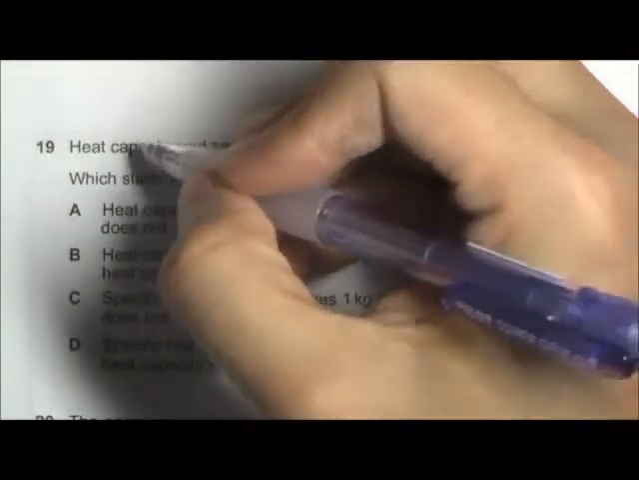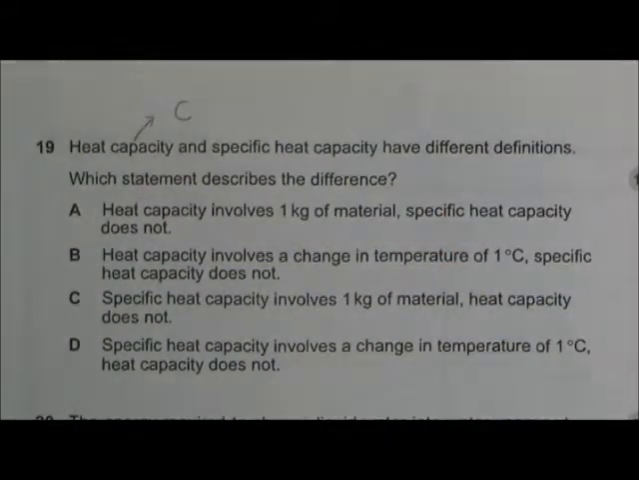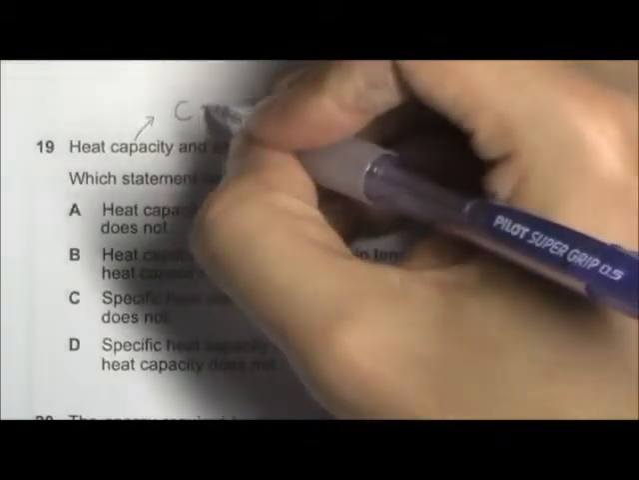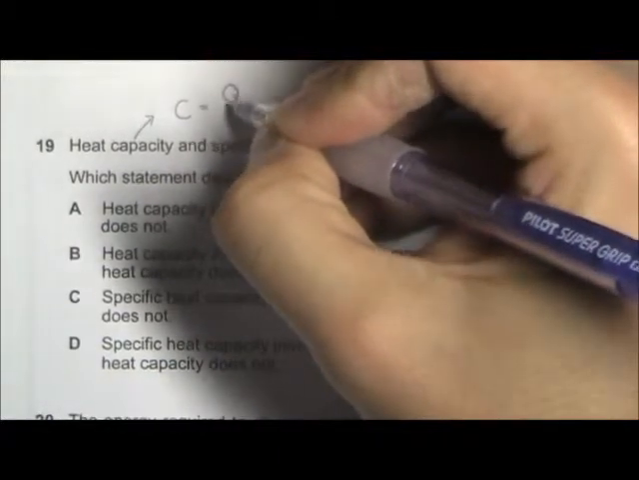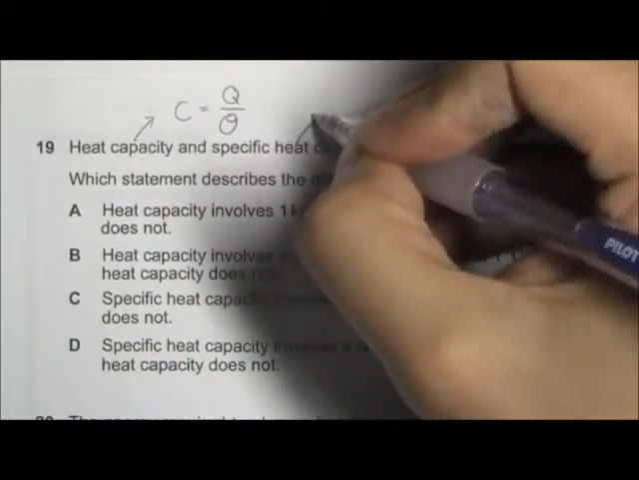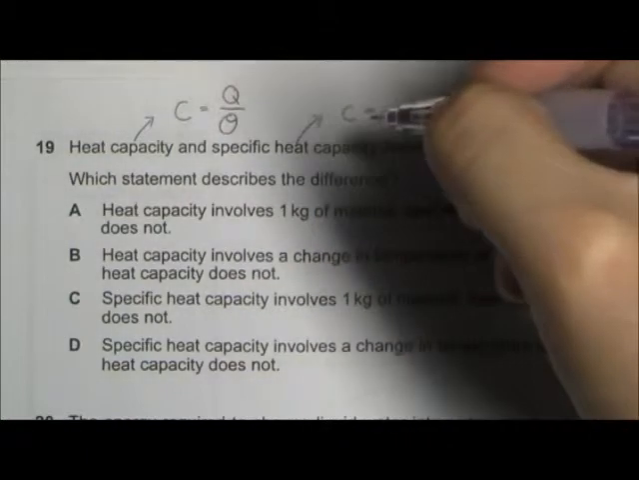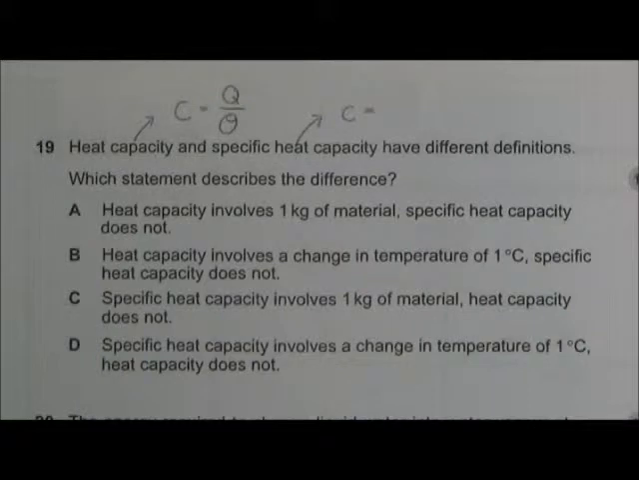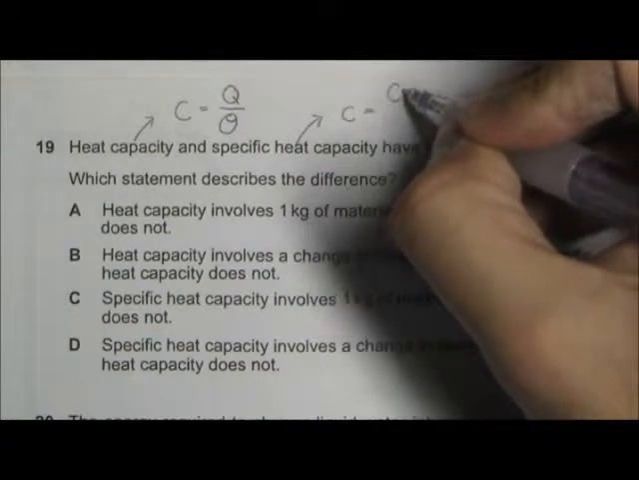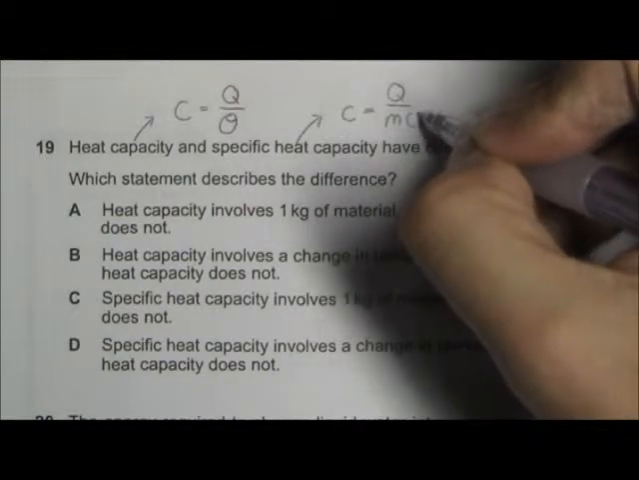Heat capacity, represented by capital letter C, refers to the amount of heat required to raise the temperature of an object by 1 degree Celsius. So the formula is Q, which represents the amount of heat energy, divided by the increase in temperature, theta. And specific heat capacity, represented by small letter c, is the energy required to raise 1 kg of a material by 1 degree Celsius. So the formula looks like this: Q over m, which is the mass, and theta.